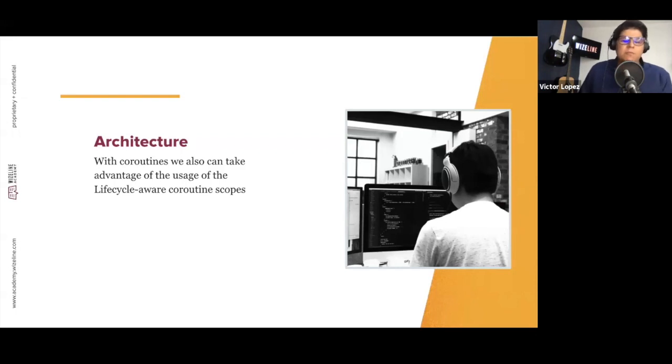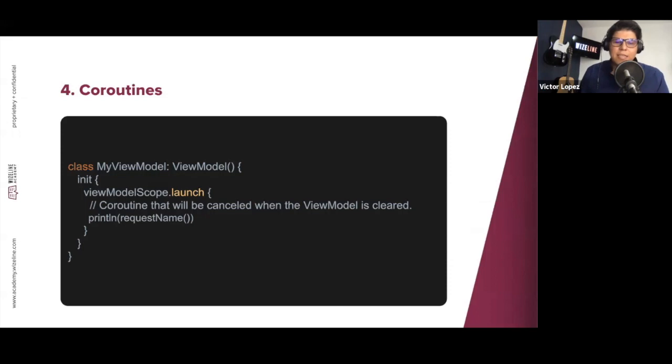I want to let you know that we can combine these coroutines with architecture components. With coroutines, we can also take advantage of lifecycle-aware coroutine scopes. So what does it mean? Well, basically, as I mentioned before, we can cancel the scope, right? By calling a method or something. But for example, in this class called MyViewModel, which is a view model, we can use the advantage of the viewModelScope. And then, as you can see, we are using the launch scope to launch the coroutine, right?